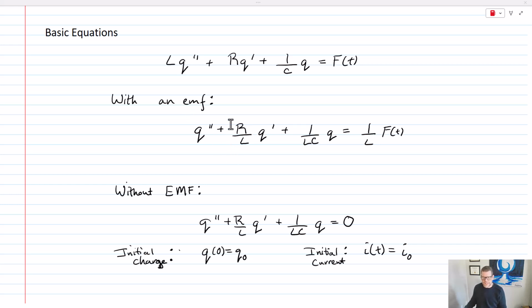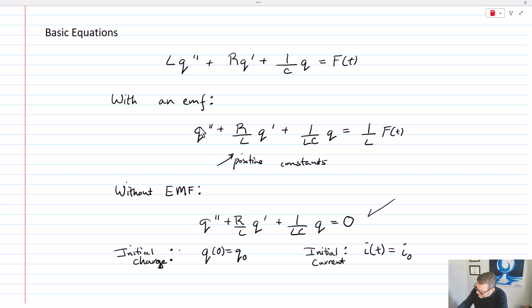If we divide through by L, we get a standard form second order differential equation with constant coefficients: Q double prime plus R over L Q prime plus 1 over LC Q equals 1 over L F of t. And notice, again, because R, L, and C are all greater than 0, these are positive constants. That's going to play a big role for us. And that's if we have the EMF.